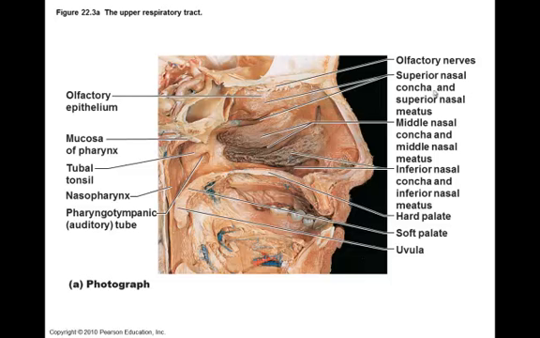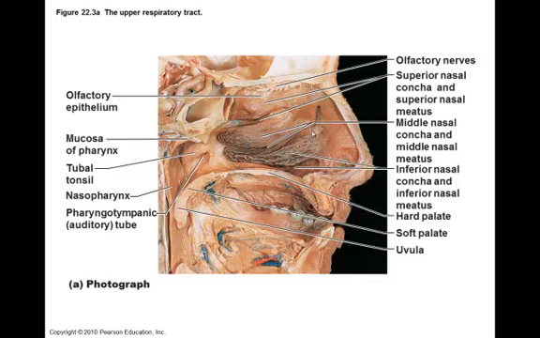Conchae, if we added an E on the end, that's what we would make it plural. This little groove here under each concha is called a meatus: the superior, middle, and inferior nasal meatuses. So it's kind of busy the way that they labeled it. But these conchae and meatuses just ensure that when the air comes in here, it creates a turbulent flow before the air goes down into the pharynx.